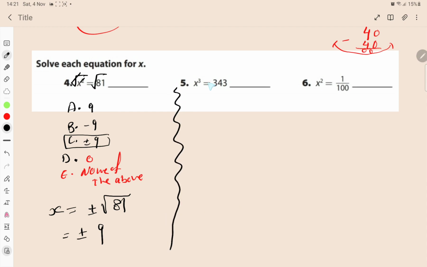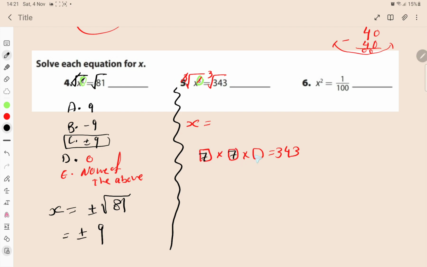Now he's asking about cubic root. Take care. This was square root, power 2. This is cubic root. It is power 3. So the same idea. And instead of square root, it will be cubic root left, cubic root right. Power 3 will cancel with the root 3. So this is x equals what? Something times itself three times is 343. What would this number be?